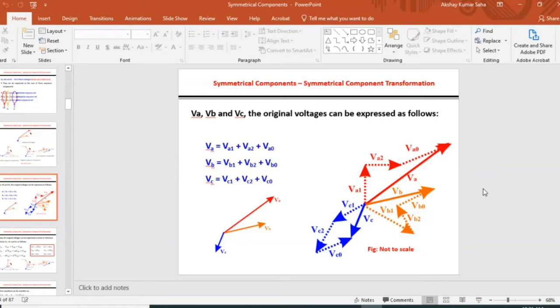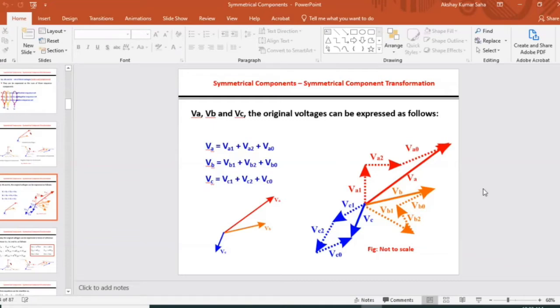But Fortescue in 1918, 103 years ago, gave a theorem called the three component theorem, or symmetrical components, that helps us analyze the unbalanced system, considering each and every phase and their voltages, currents, and so on. When we do so, we find that for a three-phase system, we no longer have the advantage of using one voltage, one current, one impedance at all.